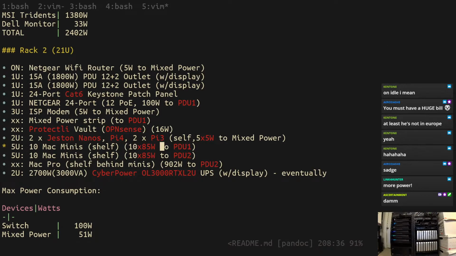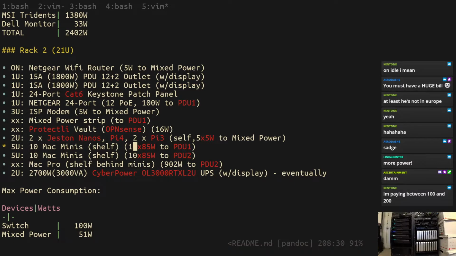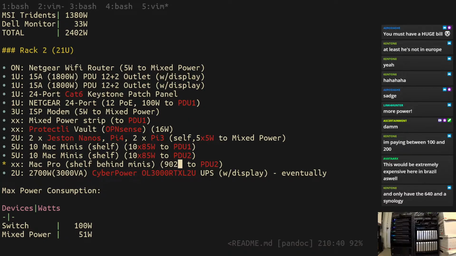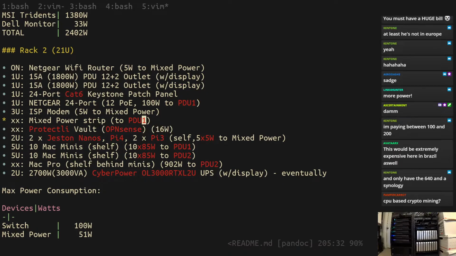So the Mac Minis are 85 watts max power consumption. The Mac Pro is 902 watts, even though it's behind the minis. The nanos are 5 watts. They're not a big deal. pfSense, OPNsense is 16 watts. ISP mode is 5 watts. 100 watts for the PoE. I could probably turn that down because it's got PoE on it.